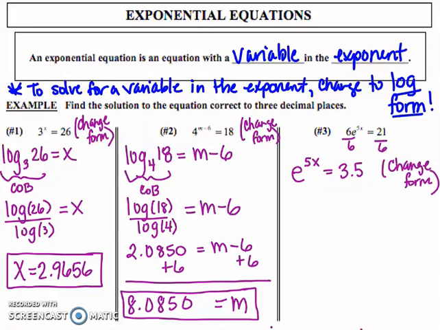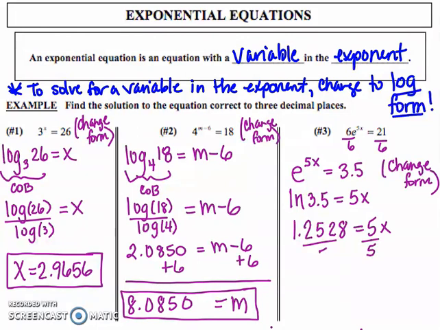Now is the step where I am going to change form. If the base is e, then remember we're going to have log base e. That's a special logarithm. A log base e is a natural log. So this is going to be ln, which is log base e of 3.5 is equal to 5x. What's nice is, remember, our calculator does natural log, so we can just type in ln 3.5. That gives us 1.2528, and that's going to be equal to 5x. And then our last step is just to divide by 5. So we end up with x equals 0.2506.